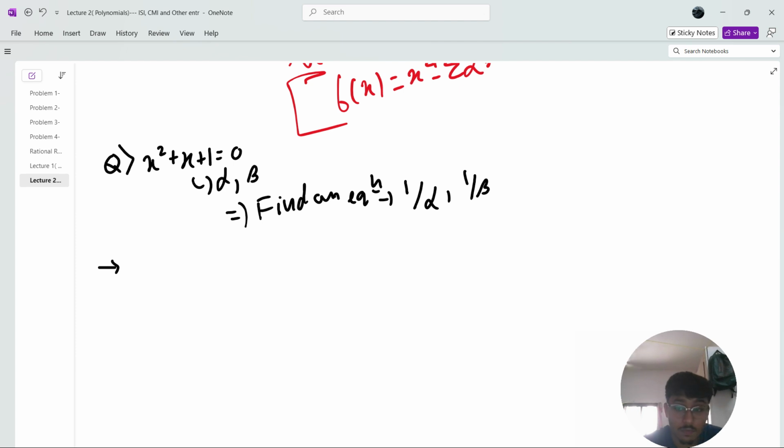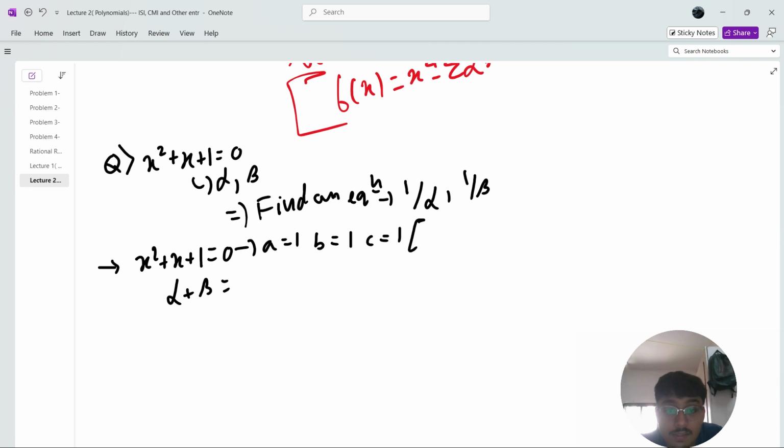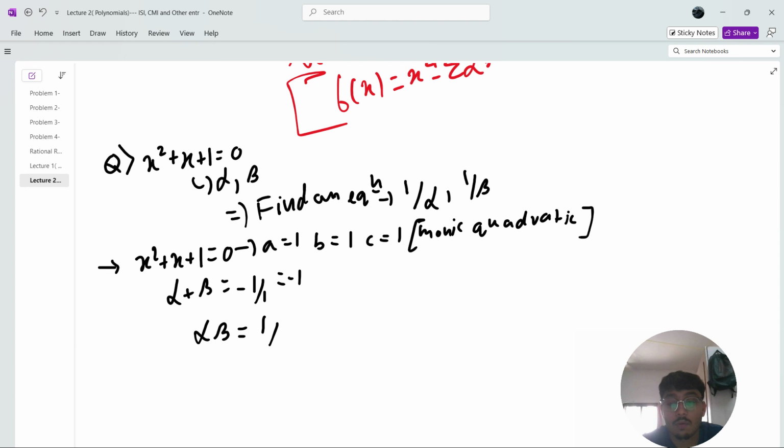How? My x square plus x plus 1 equals 0. My alpha plus beta is, as I said, minus b by a. So in this question, my a is 1, b is 1, c is 1. This is a monic quadratic polynomial. Alpha plus beta is basically minus b by a, so minus 1 by 1, that gives me minus 1. And my alpha beta is 1 by 1, that is 1. I have got these two values.